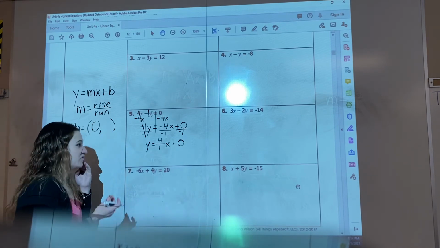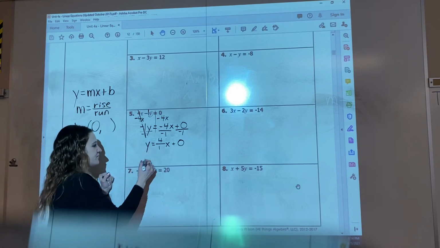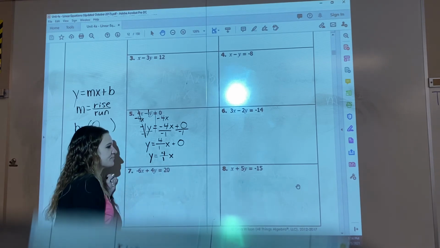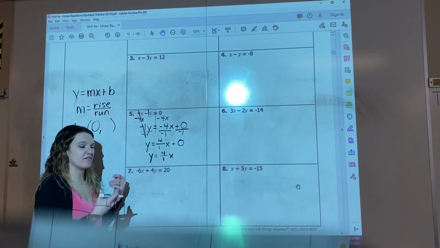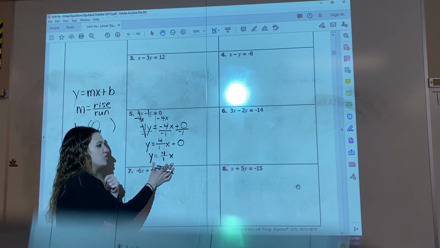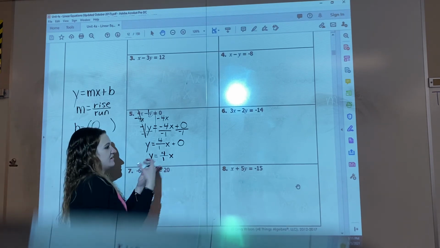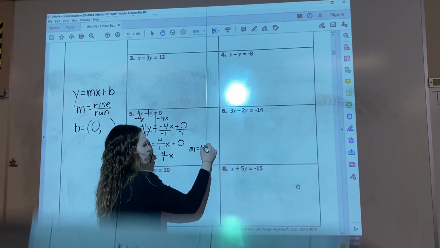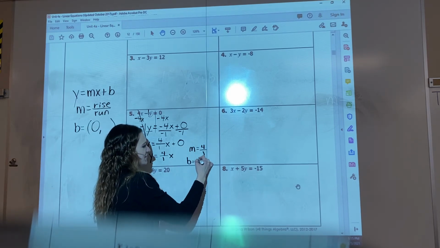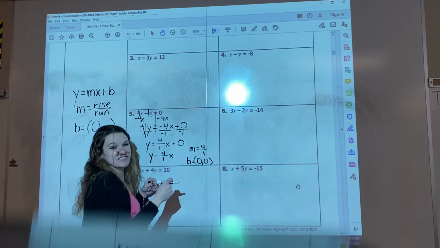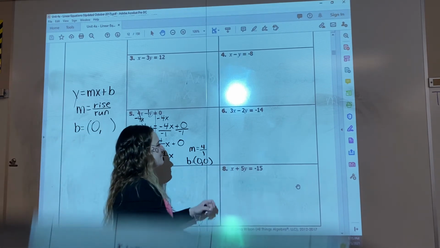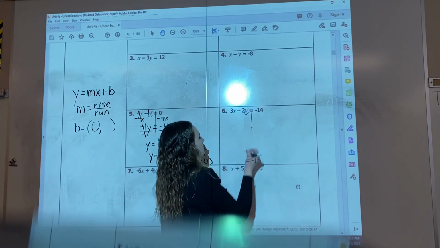Now, you can write this in 2 different ways. You can write it like that, or you can also write it just y equals 4/1x. You don't have to have that. However, if you see it written like this, you just want to know that that means your y-intercept is a 0. So my slope here is 4/1, and my y-intercept is 0, 0, which means it crosses the y-axis right at that origin.